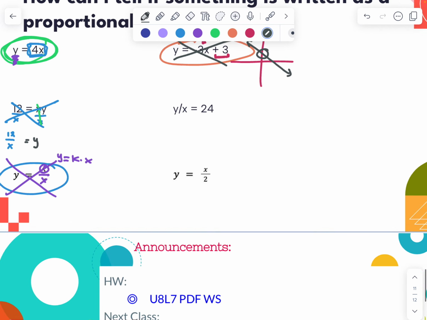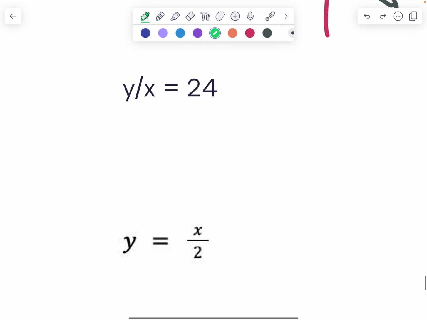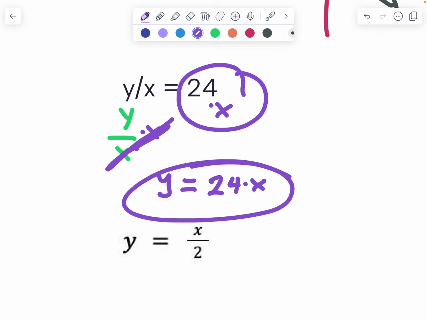Two more for you here. Both of these are proportional. So look at this guy. If I want to get y alone, always like y alone, instead of doing y divided by x, I could multiply by x and multiply by x. Over here, those x's cancel, and I've got y equals 24 times x. That is proportional.